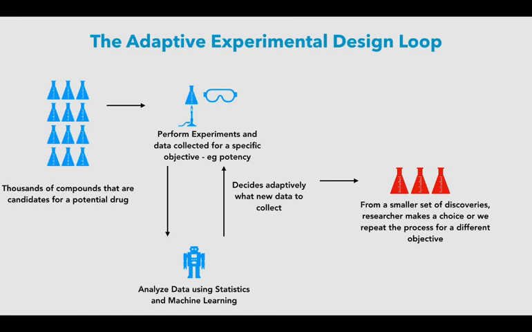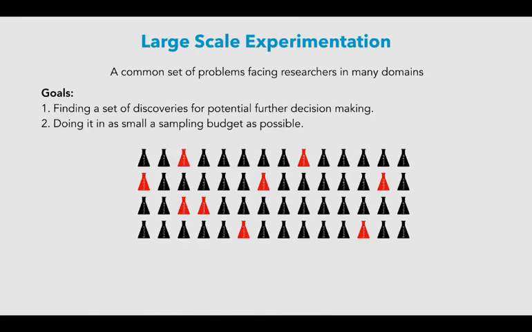This talk is going to be focused on the question of how do we provide the researcher with an appropriately good set of discoveries in this adaptive experimental design loop that they can then go and perform additional expensive testing on. This problem shows up in many situations in large-scale experimentation, and it affects researchers in many domains. Examples from science include drug discovery, as I just talked about, or finding a set of small-length amino acid sequences that could fold into stable proteins, as another example.